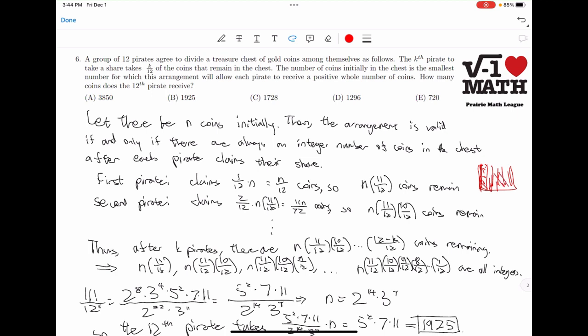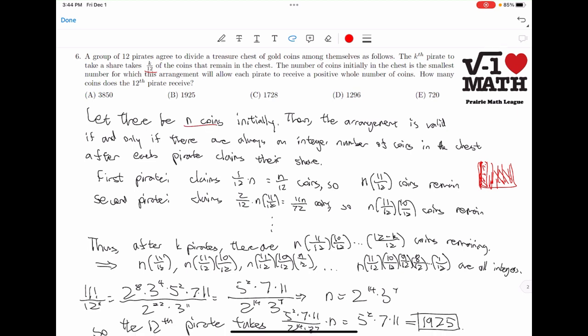I don't exactly know how it looks, but the point is, after every iteration, the kth pirate takes k/12 of the coins that remain in the chest. Now, the number of coins initially in the chest is the smallest for which this arrangement will allow each pirate to receive a positive whole number of coins. In other words, if there are n coins initially, then we're going to define n to be the number of initial coins.